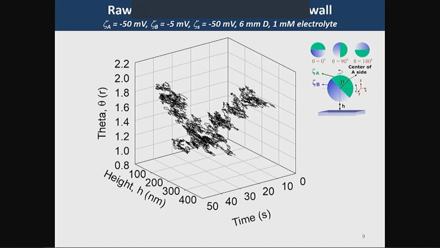You do that by assuming the particle samples a Boltzmann distribution of heights, or orientational positions. So you basically assemble probability distributions and then invert those and get the potential energy. So some of the data that I'm going to be showing in the next couple of slides are basically probability distributions.